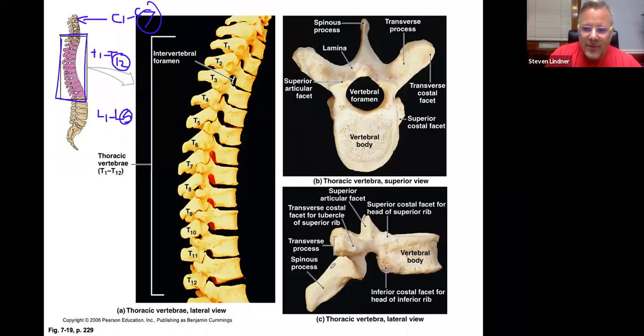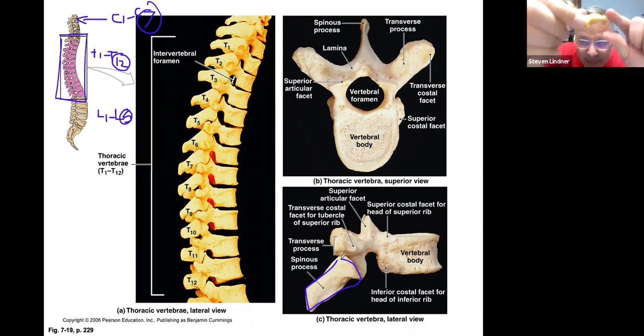The thoracic region, if you look on the bottom right, you see how the spinous process, I said, is like a nose. It goes downward, whereas the lumbar vertebrae are short and stubby. And then the cervical vertebrae had that bifid spinous process. Okay, different characteristics to it. But all the other parts are the same.